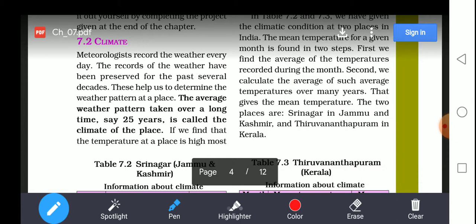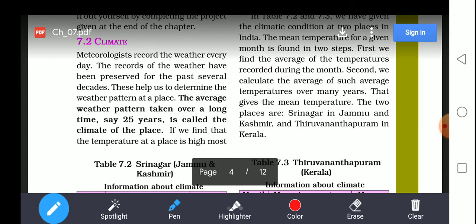Today's chapter will be about weather, climate, and adaptation of animals in the climate. So today's heading will be climate. Already you have seen about weather.